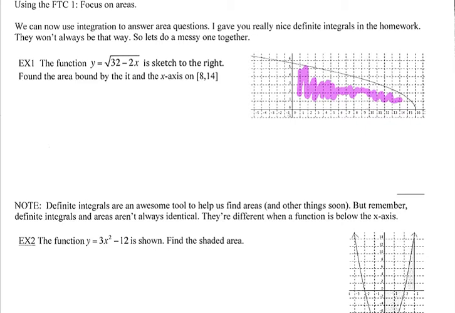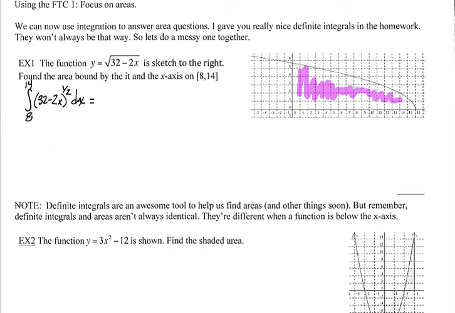So we're looking for the integral with a lower bound of 8 and upper bound of 14 of the function the square root of 32 minus 2x. I'm going to write that using exponent form. The reason being it's going to make it easier for me to find the antiderivative to do the integration.